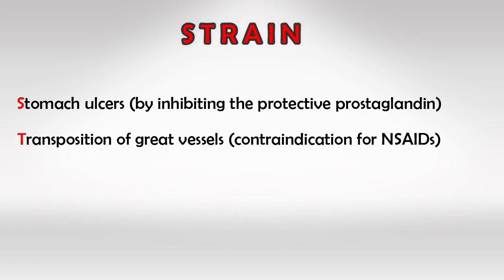T is for transposition of great vessels, which is contraindicated with NSAIDs, because in transposition of great vessels we have a PDA, or patent ductus arteriosus, which is required for life in a patient with transposition of great vessels. We keep PDAs open by prostaglandin and low oxygen in the blood, so when we use NSAIDs, which will block prostaglandin, we will also block the PDA. So NSAIDs are contraindicated with most cyanotic heart diseases that require a PDA.